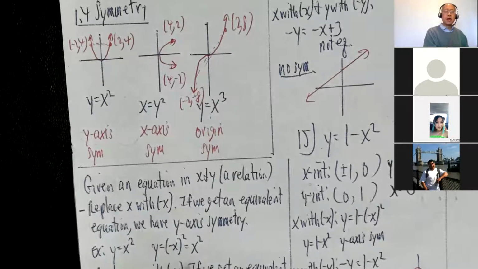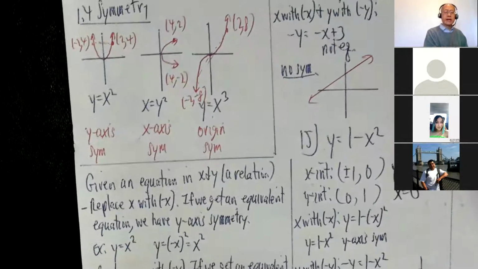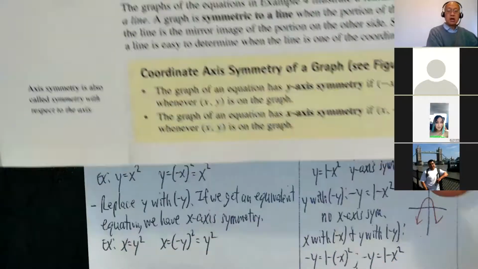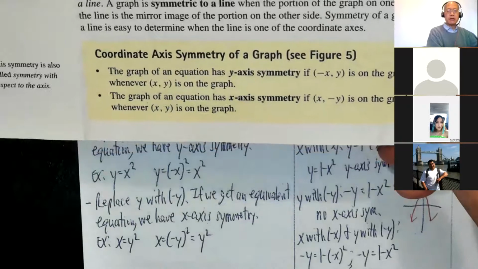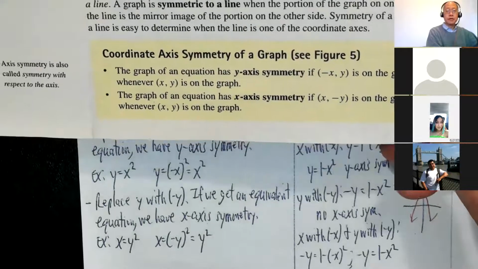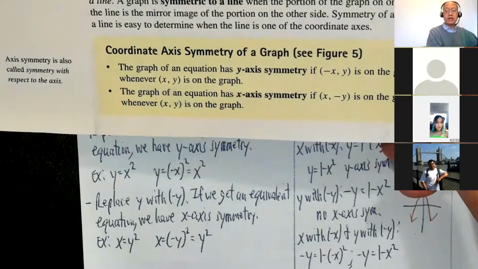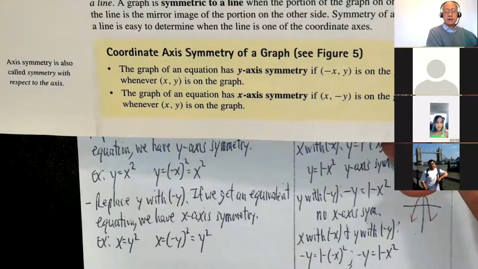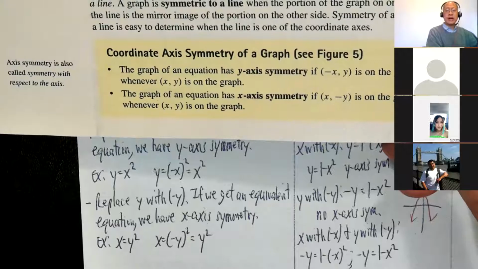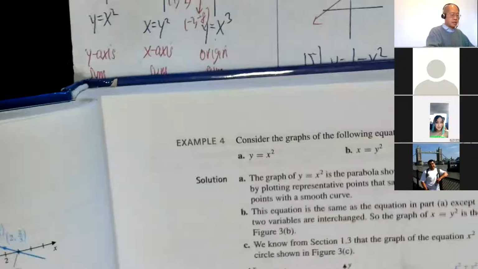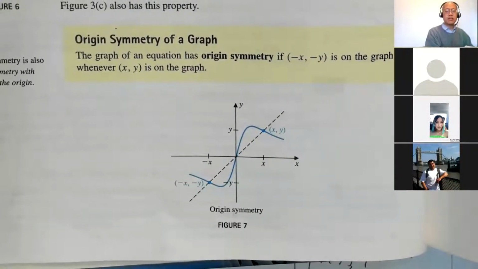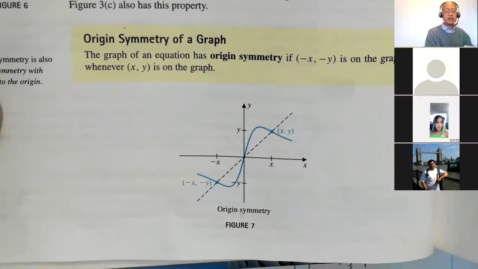So how do I tell if I have x-axis symmetry, y-axis symmetry, or origin symmetry? The book kind of implies it with this language, but it might be hard to understand. It's true: the graph of the equation has y-axis symmetry if (negative x, y) is on the graph whenever (x, y) is on the graph. But you're saying, huh, what are you talking about? And likewise for x-axis symmetry, it's correct, but what does it mean? And likewise origin symmetry: (negative x, negative y) is on the graph whenever (x, y) is on the graph. That's true, but how do you actually figure it out?